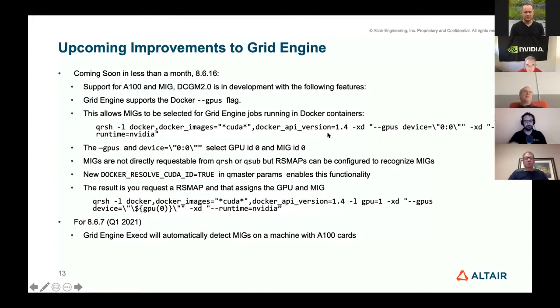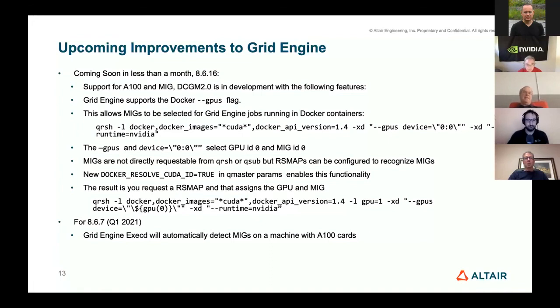I was just choosing it. I wasn't letting the scheduler choose it. But below here, with this syntax for $GPU 0, what will happen is the Grid Engine scheduler will choose the GPU ID and the MIG ID and replace it. And so it will work correctly as you expect.